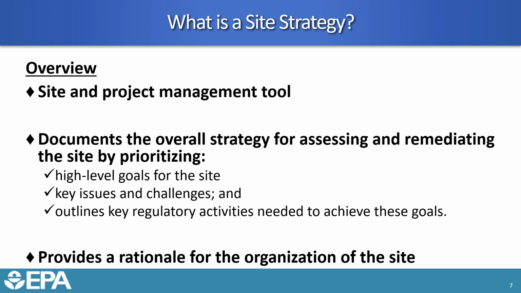Also included is listing the key issues and challenges that are out there. Maybe those challenges are technical, for example, we have some fractured bedrock and we don't know where the flow patterns are. Maybe there are funding issues. Maybe there's a very short season associated with being able to do field work. Maybe there is a very steep slope and it's very difficult to get equipment in there.